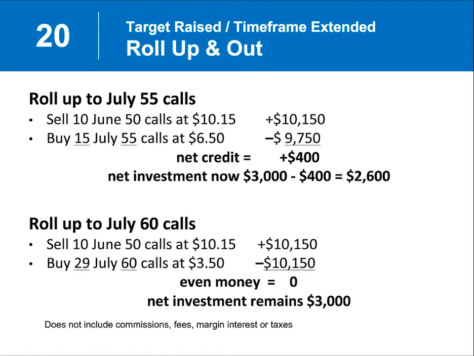Another possibility would be to look out to July and up to the 60 strike. They're going to be cheaper. They're trading for $3.50 or $350 per option. We decide to buy 29 of those.